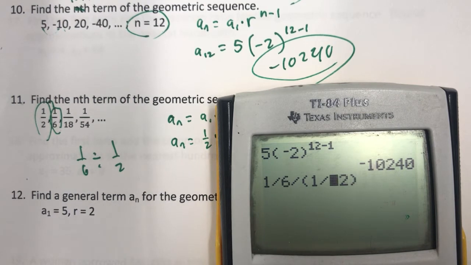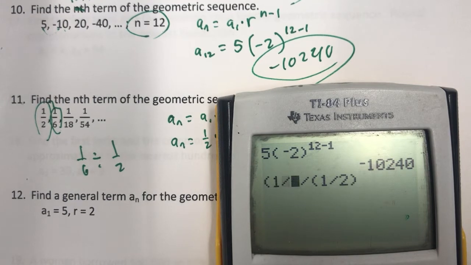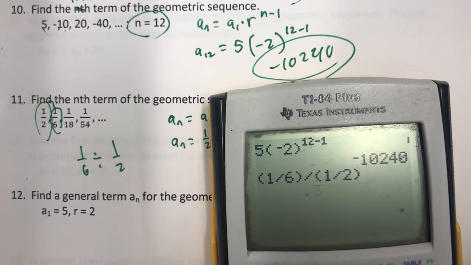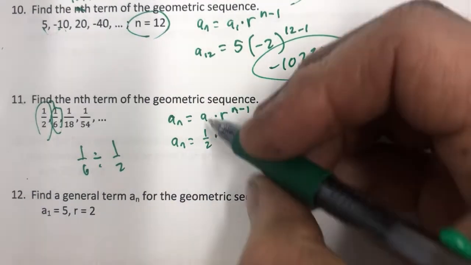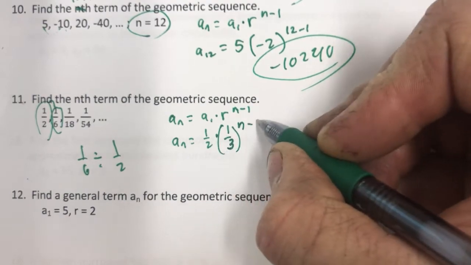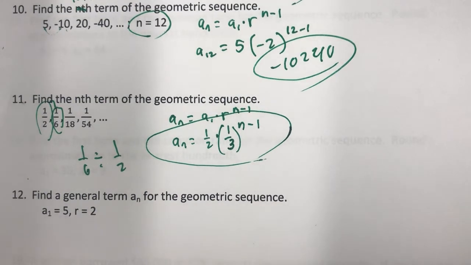Oops. Okay, I'm probably gonna put the first one in parentheses too. I might have a mistake if I don't. There you go. So 1/6 divided by 1/2. And that is 1/3. And this is going to be the n minus 1 power. And there you go, there's a sub n right there. Okay.